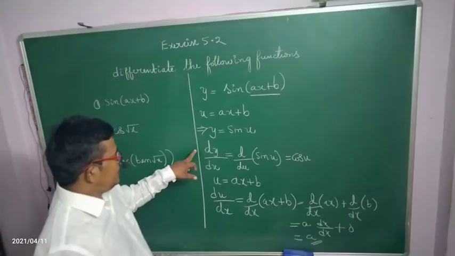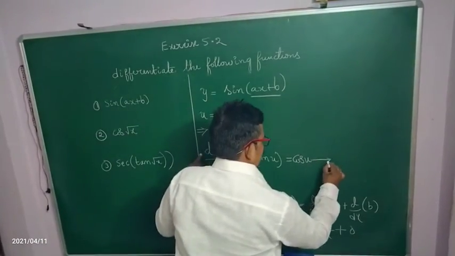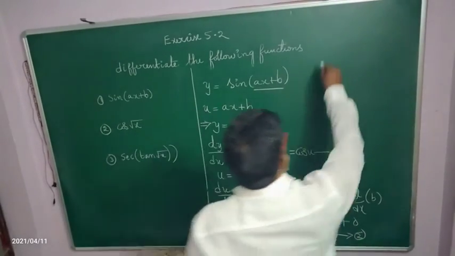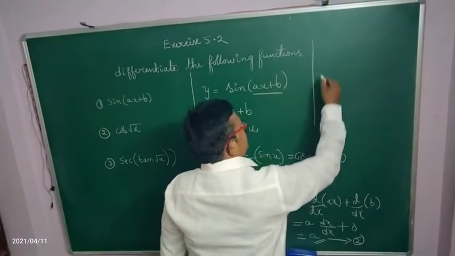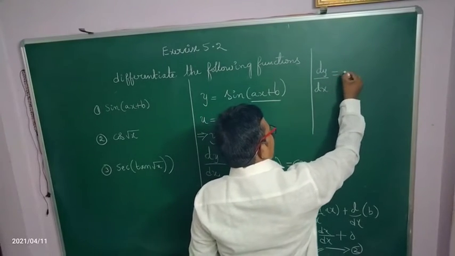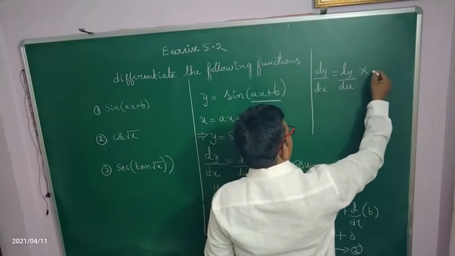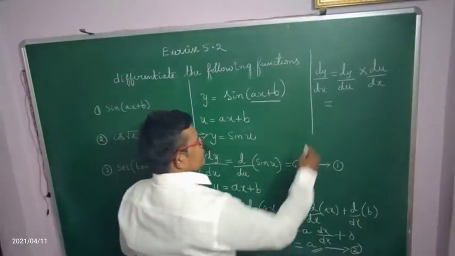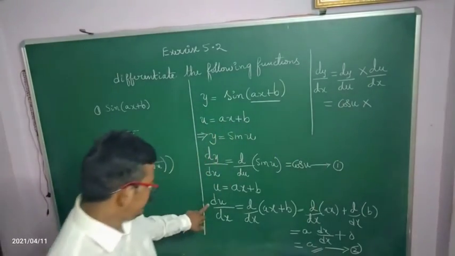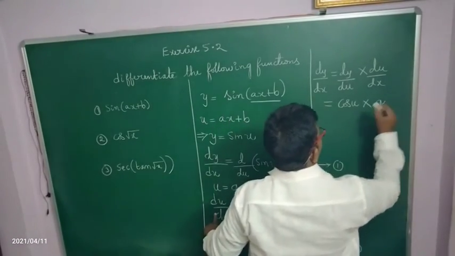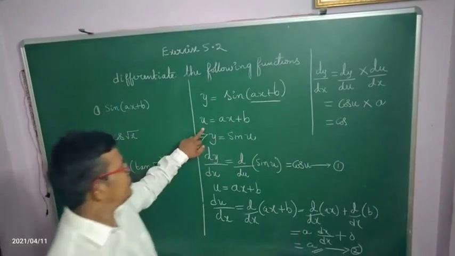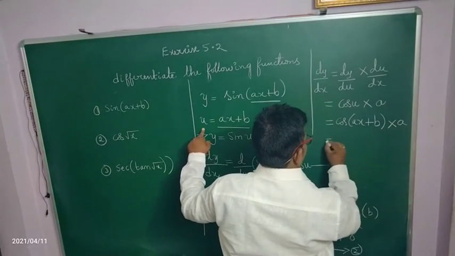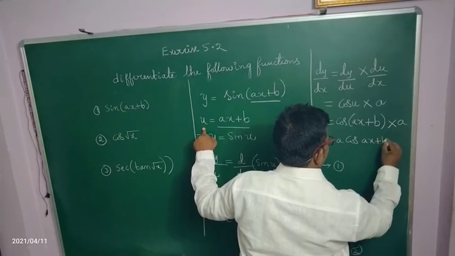So we have dy by du and du by dx. Now dy by dx equal to dy by du into du by dx. So dy by du is cos u. Du by dx is a. So cos u means cos(ax plus b), into a. So a cos(ax plus b) is the solution.